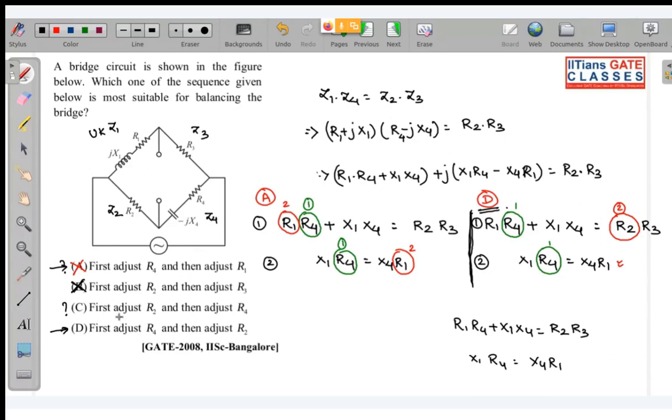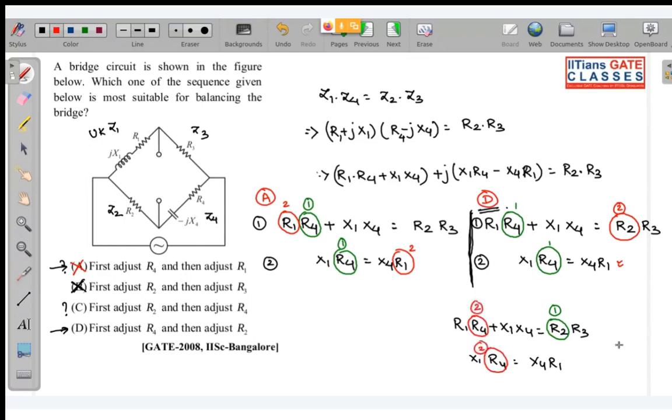So now check what option C says. First adjust R2. Okay, so R2 I need to adjust. So R2, is it present anywhere? No. So this is my first adjustment, and then you have to adjust R4. So after this you are adjusting R4. Okay, so you are adjusting both the equations.